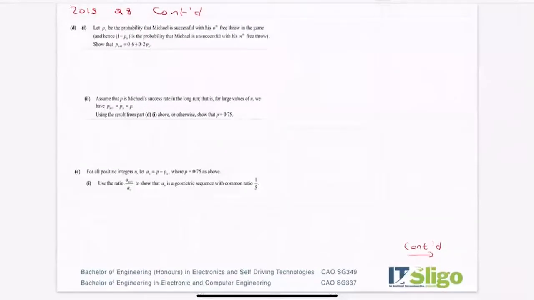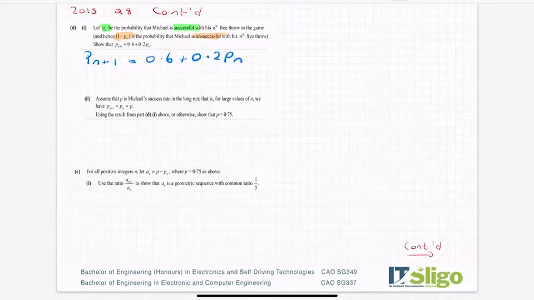Let Pn be the probability that Michael is successful with his nth free throw in the game, and hence 1 minus Pn, so he's either successful or not successful, is the probability that Michael is unsuccessful with his nth free throw. Okay, so Pn, he's successful. 1 minus Pn, he's unsuccessful. Show that P of n plus 1, so show that for his next throw, the probability is 0.6 plus 0.2 times Pn. Okay, so this is what we call the generic case, where you take Pn, and now we're looking at, well, what can we come up with a formula that would describe the probability of his next throw.